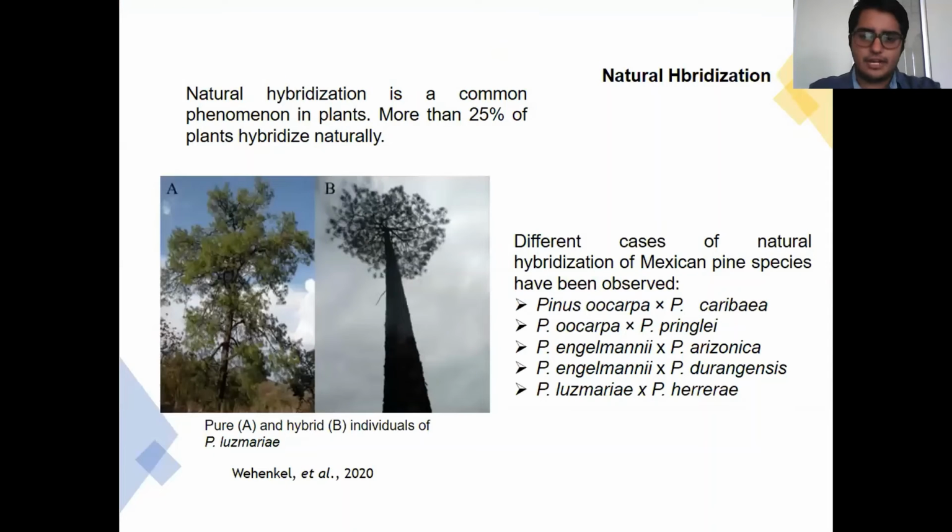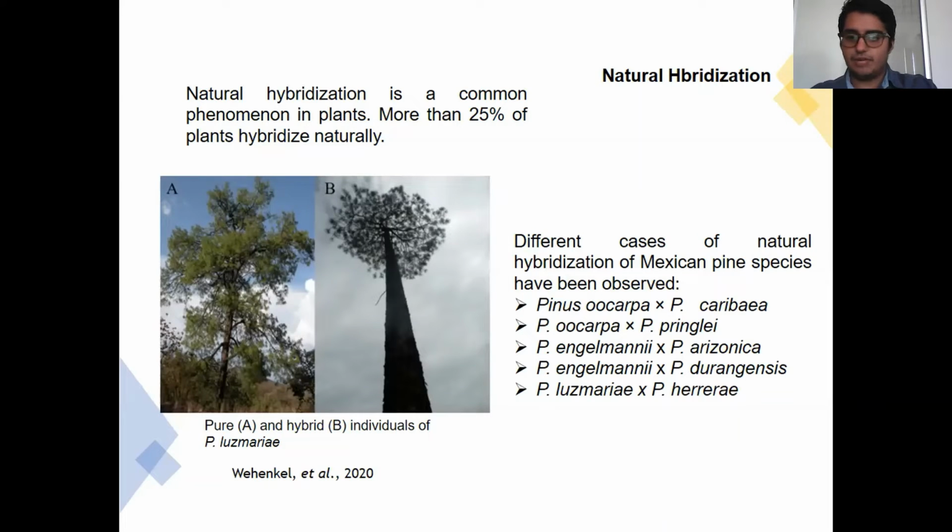So today we are going to talk about natural hybridization, which is one of the most important evolutionary forces in nature. Approximately 80% of the species that we know nowadays were made thanks to this force. And in plants, it's a common phenomenon. Actually, more than 25% of plants hybridize naturally.